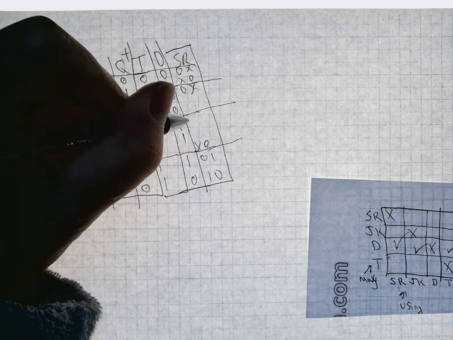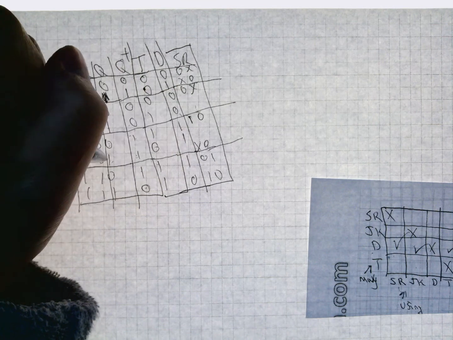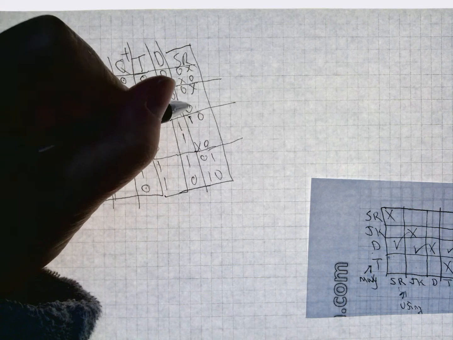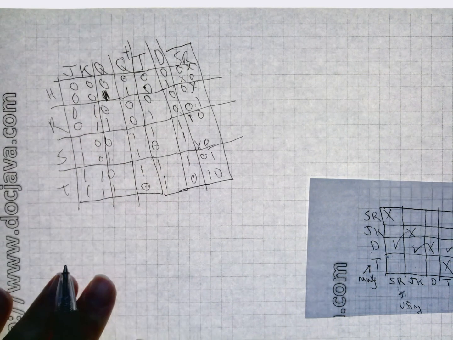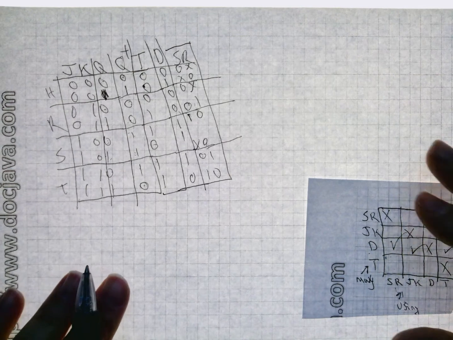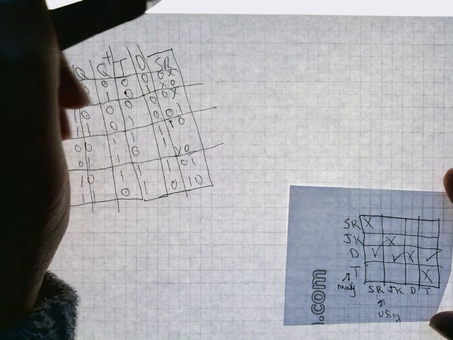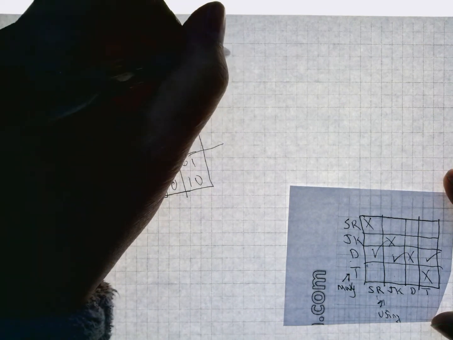And this is going to be a set operation. And this is going to be a reset operation. And I think that gives you all of the different combinations for the SR. And now your modus operandi on that is to do a 3-variable K-map with J and K.